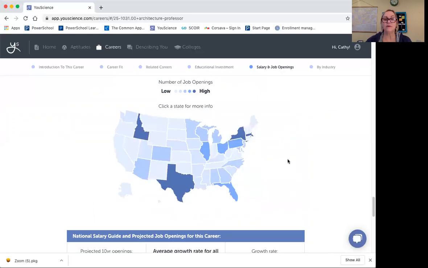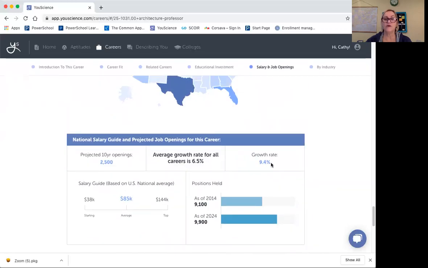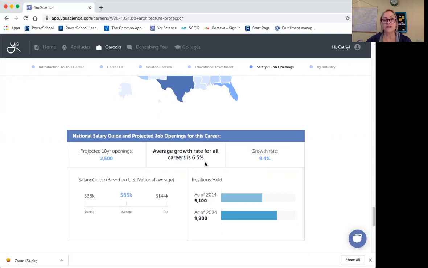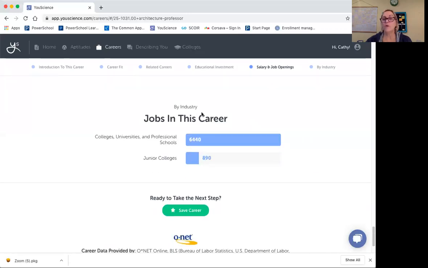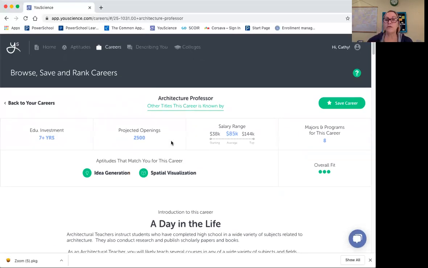If you don't want to do it state by state, you can just look at the national average. Down here, overall, the national average is 9.4%. So still a growth industry, but not quite as much. And then where you would do your job. Where are these jobs? Clearly, since it's a professor, it would all be at colleges. So that is some information about a job I may or may not have ever thought about. If I like it, or I want to look into it further, I can save the career. If I don't like it and it doesn't sound like fun at all, I can unsave it.